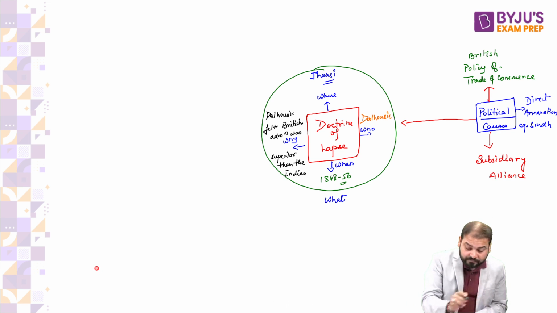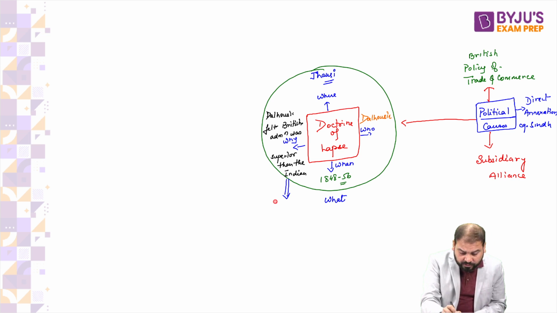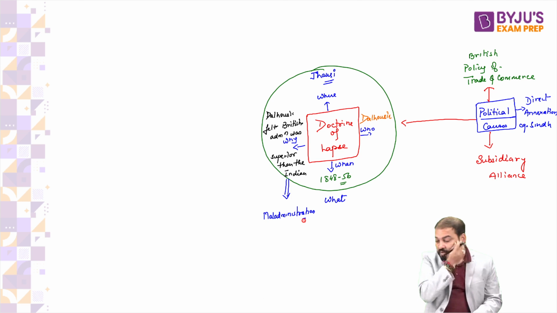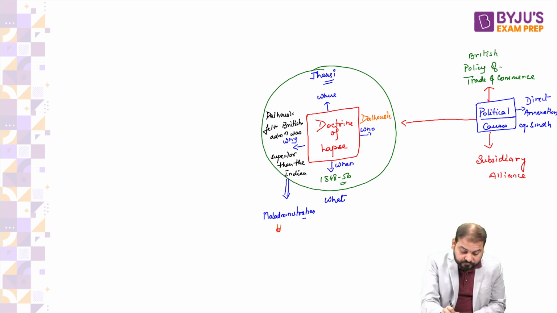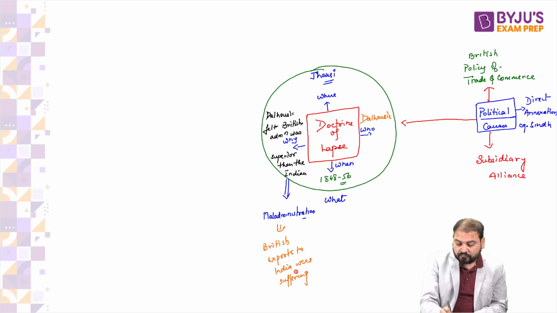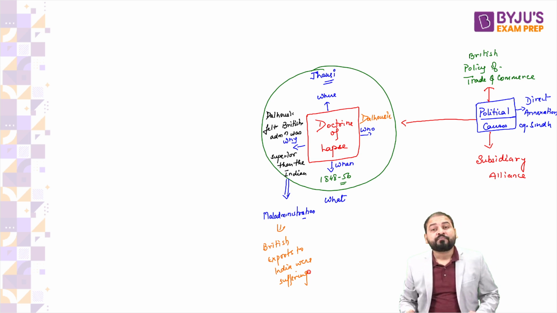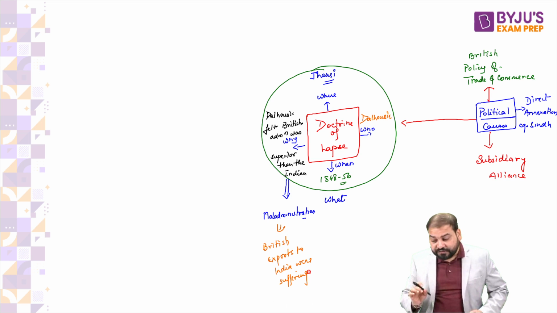He thinks the Indian rulers run maladministration. And because of this, the British exports to India were suffering. Please understand, everyone, how it is happening. Everyone listen to me very carefully.